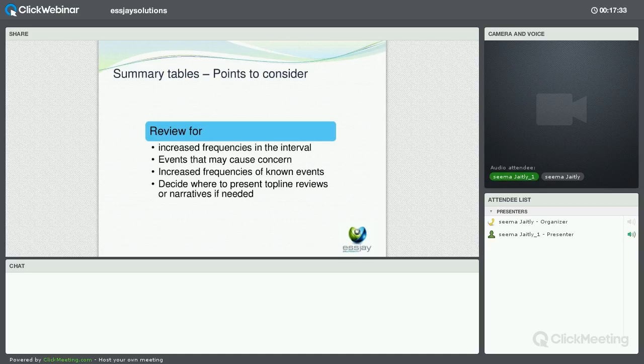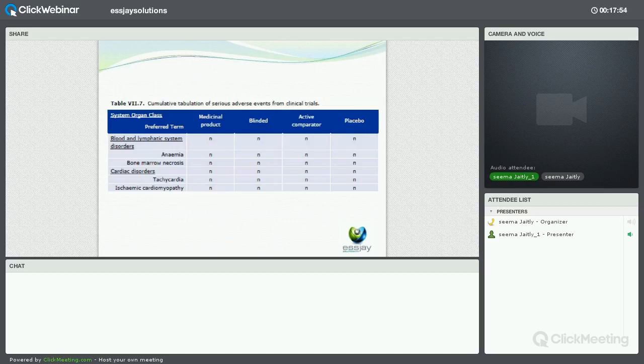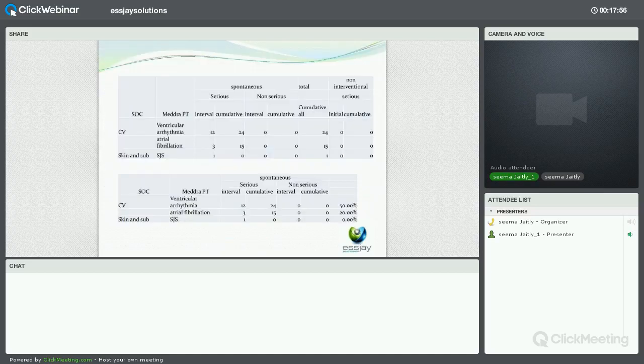And I think you do need to decide where you're going to present your top line reviews. I've put narratives here, but when we say narratives, we mean more of an assessment of that area. And depending on what you're looking at, it can be a top line assessment or a detailed assessment. Okay. So moving on.